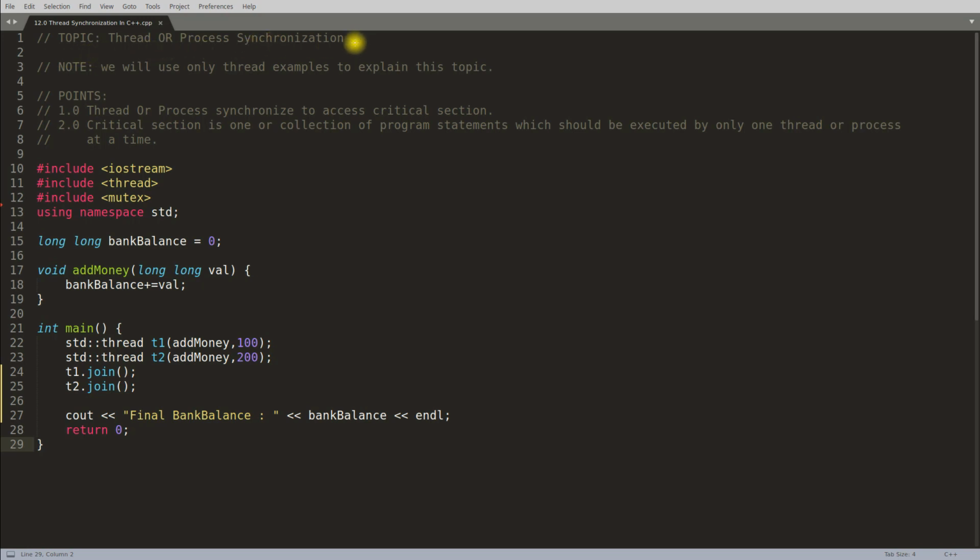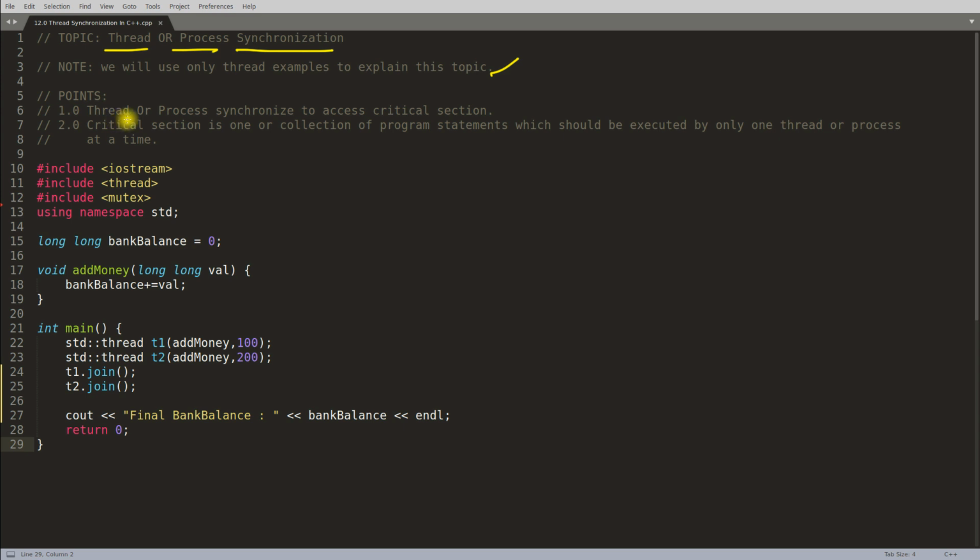Or process synchronization. But we will only use the thread example to explain this topic. Why? Because whatever condition applies for synchronization on threads, the same thing applies for processes. Whatever mechanisms and things we discuss are common for both. So we'll take the thread example, and that applies to the process. Okay, let's dive into the topic now.